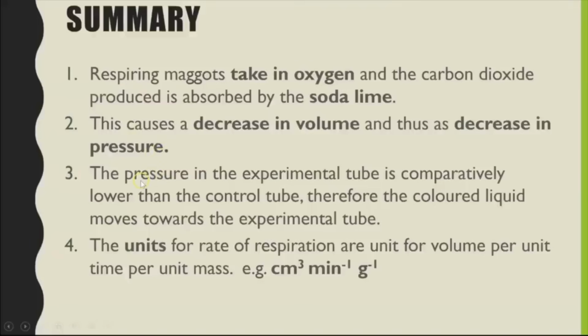Because we have that lower pressure in the experimental tube compared to the control tube, that forces the coloured liquid to move towards the experimental tube. Last key point I put down was the units, because this is quite a common either 2 or 3 mark question to know the units for rate of respiration. So centimetre cubed, or whichever unit of volume. The idea is it has to be cubed, per unit time, per unit mass.